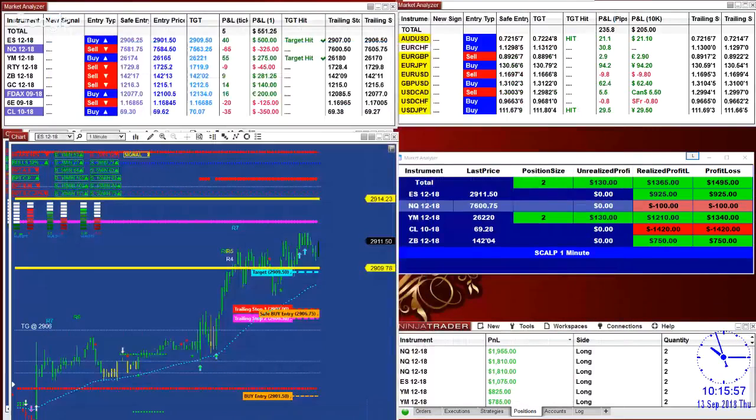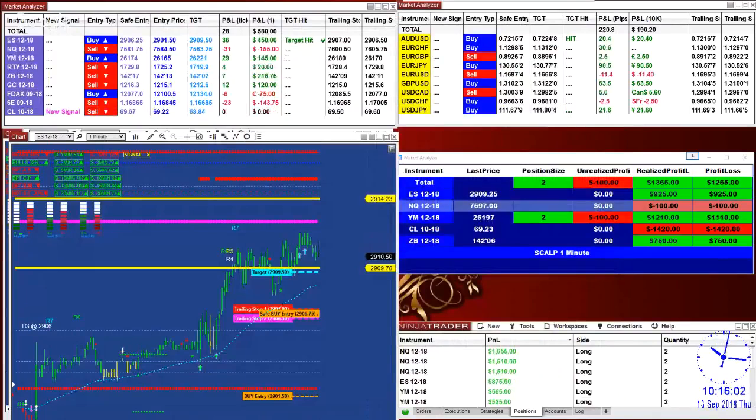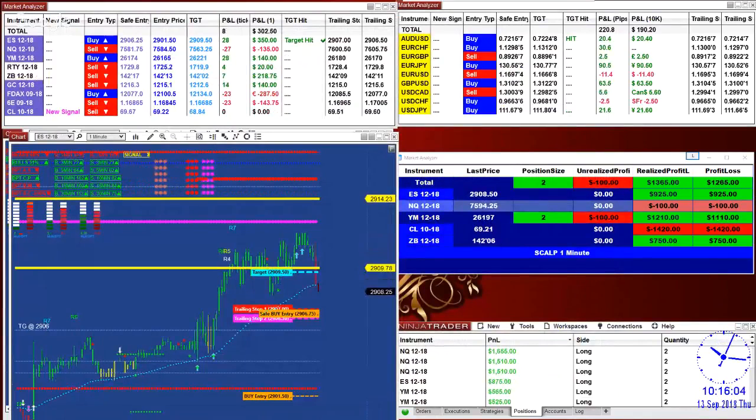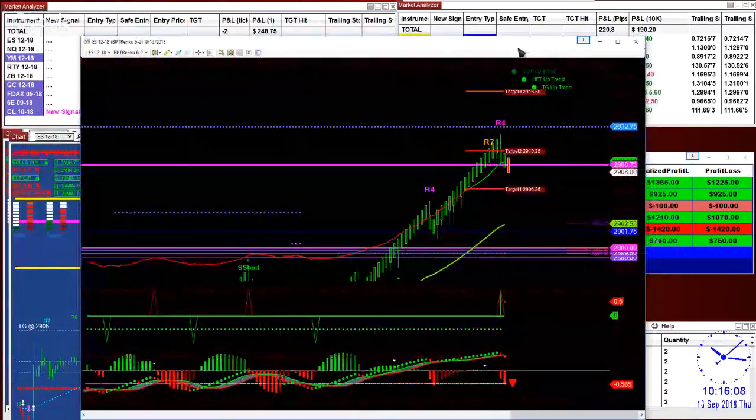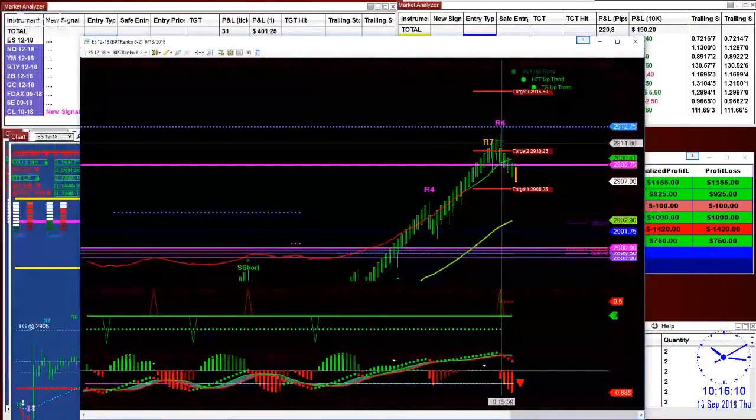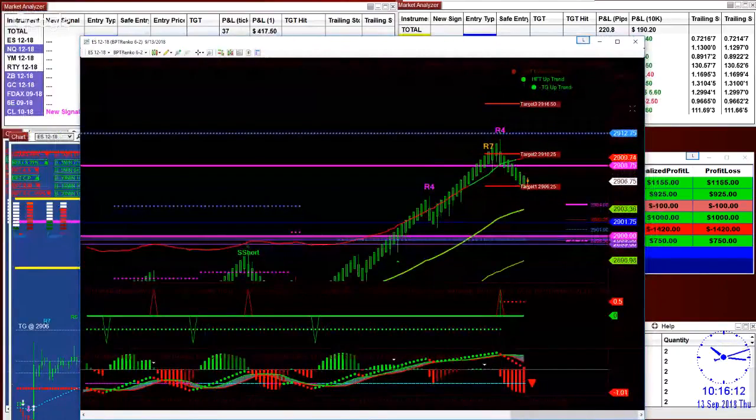The same story on the CL, the same story on the NASDAQ, the same story on any given market. So there we go. There we go. Reversal, and the market drops. There we go.